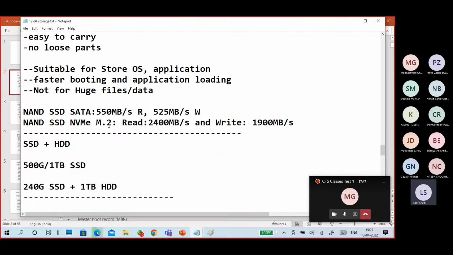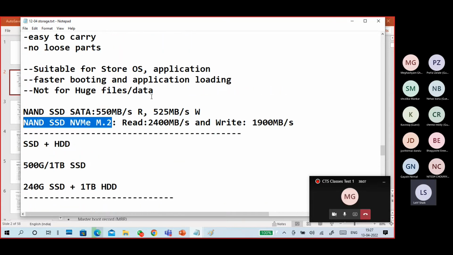There are SSDs currently in the market. We have two types of SSDs. We can see the SSD SATA type, and the NVMe M.2 type is there. If you want to go for an SSD, this is faster than a normal SSD also.